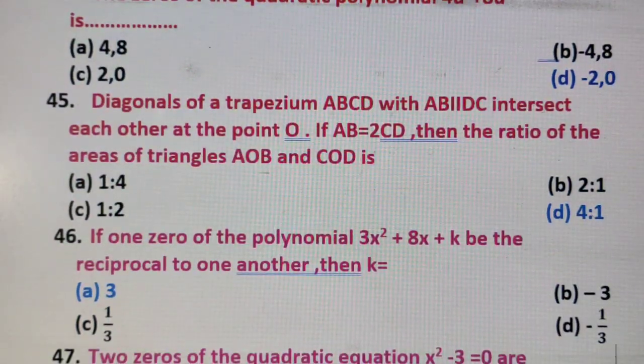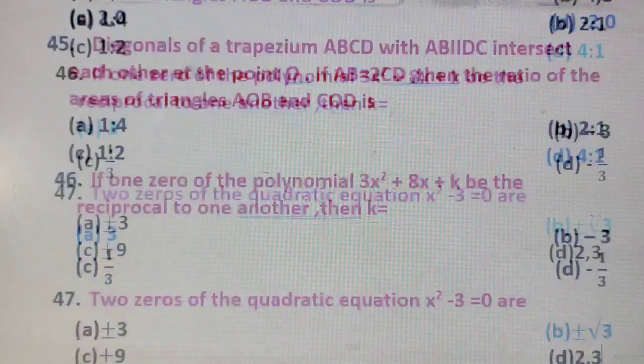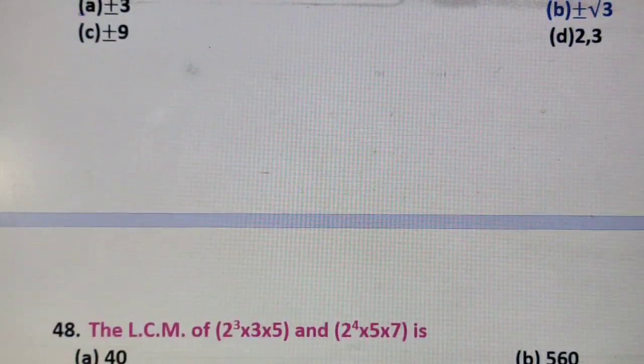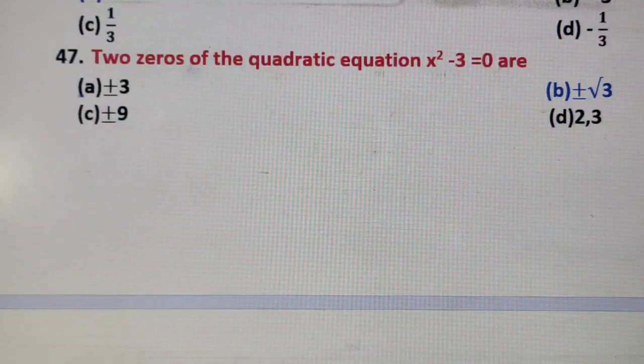The zeros of the polynomial are reciprocal to one another. Reciprocal means the product of zeros equals 1, that is c by a, that is k by 3 equals 1, so k equals 3. The two zeros of the quadratic equation x square minus 3 equals 0 are plus minus root 3.